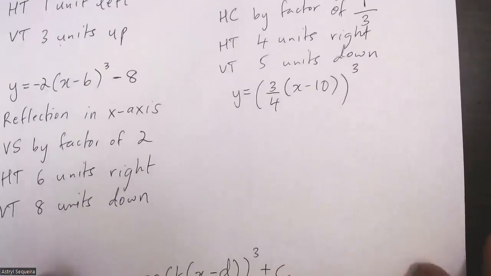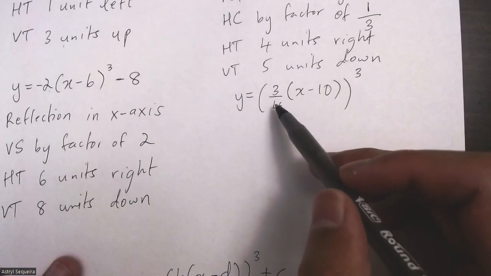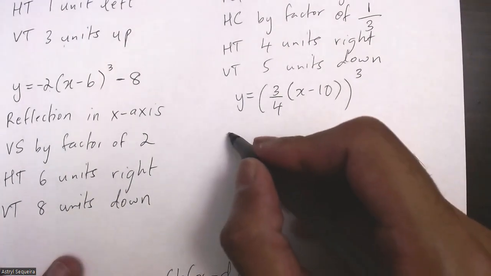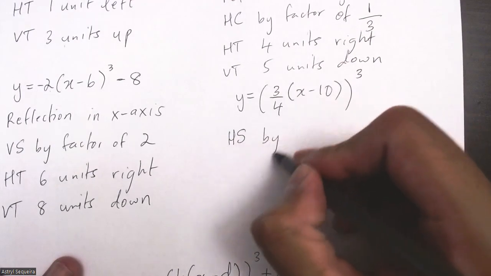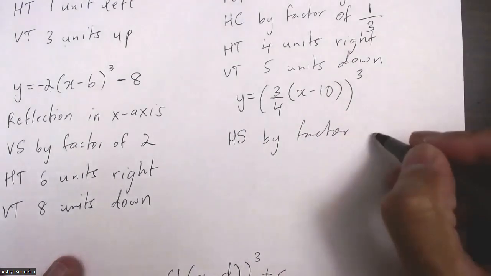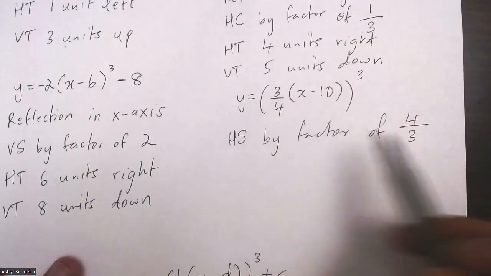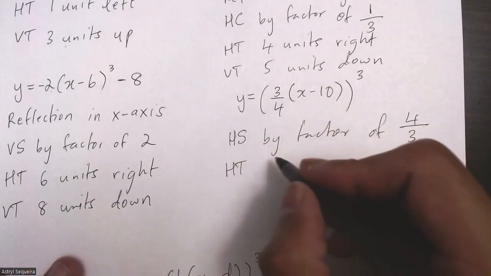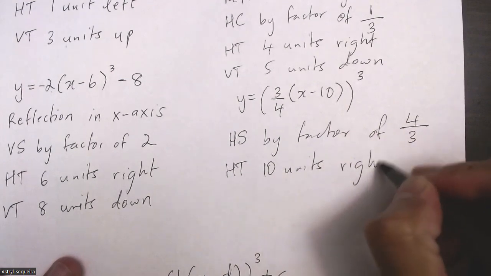And last question here should be pretty simple at this point. We only have a k value and a d value. The k value is 3/4, less than 1, which means that this is going to be a horizontal stretch. Flip it upside down, so make sure the 3/4 turns into 4/3. And here I just have a horizontal translation, 10 units to the right.